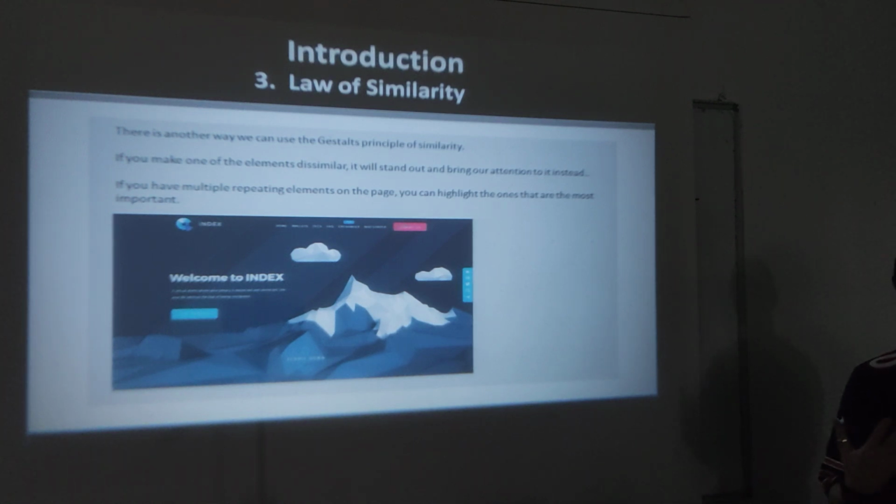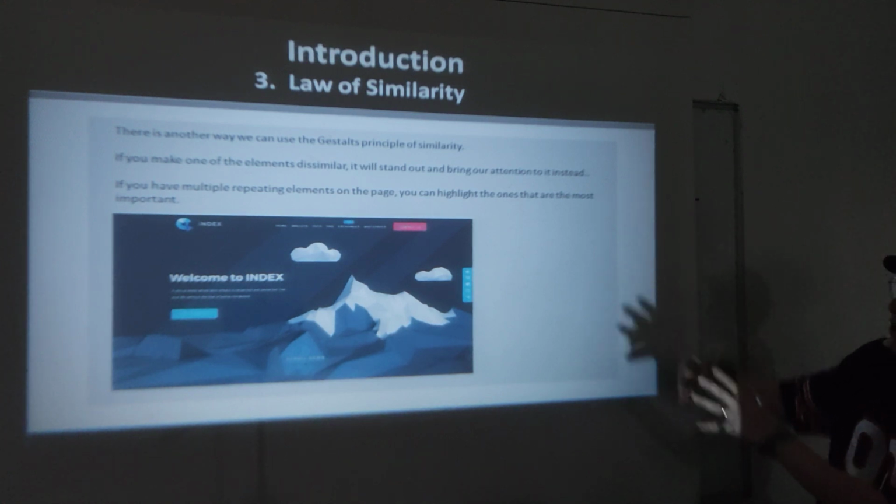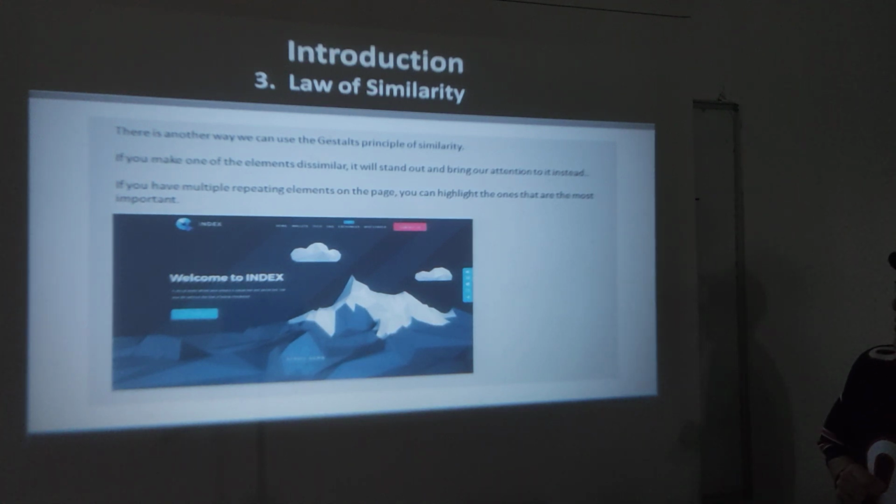You have to understand, even though we learn principle by principle, in a real composition, in a real design, you can find a lot of them combined in one. So we have here extreme contrast, we have focal points, and we have the law of similarity also applied.